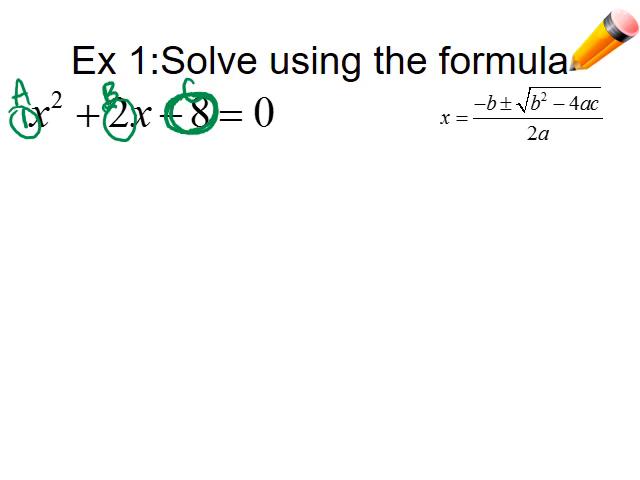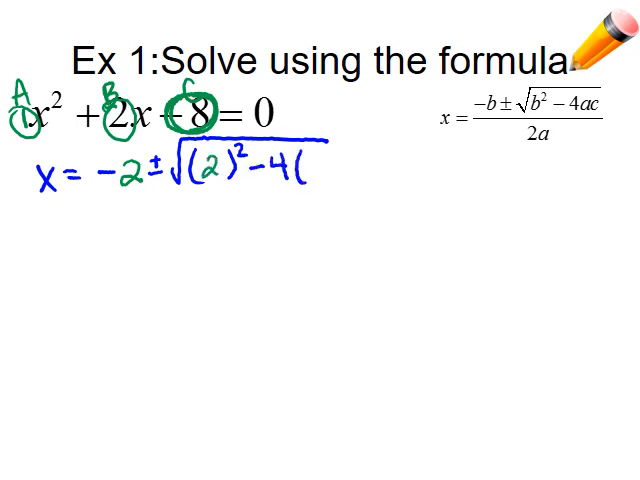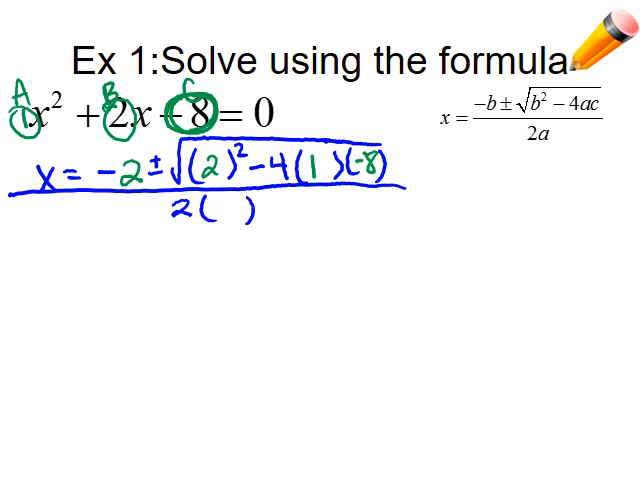So when I plug it into the formula, x equals a negative, my b value is 2. I have plus or minus the square root of b value squared minus 4 times an a times a c. My a value is 1, my c value is negative 8. All over 2 times a, and our a value is 1.